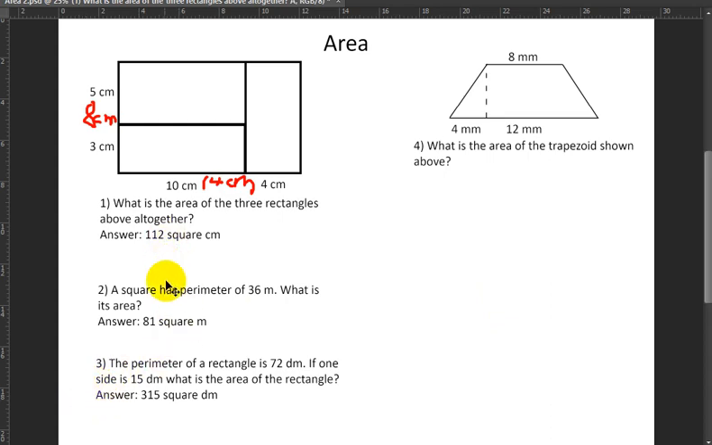Okay, so that's problems 1, 2, and 3. Next up, we have problem number 4. And problem number 4 asks, what is the area of the trapezoid shown above?